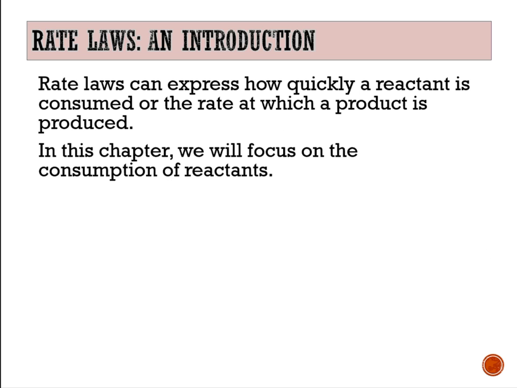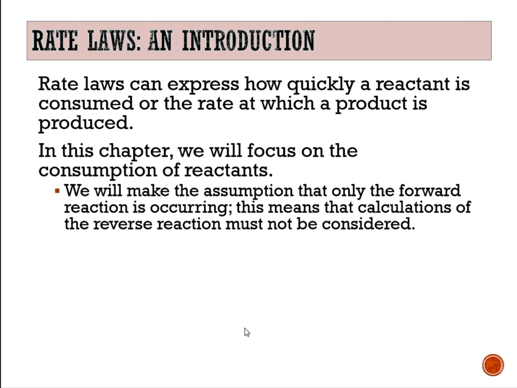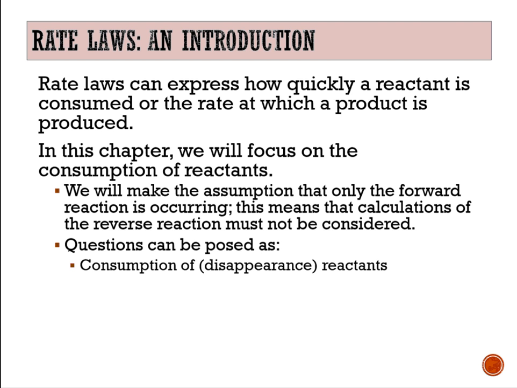So rate laws can express how quickly reactants are consumed or the rate at which a product is produced. We'll focus mainly on consumption of reactants. We have to make the assumption that only the forward reaction is occurring because we would be otherwise clouded by the reverse reaction. So we're ignoring the fact that the reverse reaction could be happening and influencing our rates. Questions on this unit are given to us in a couple of different ways. We can talk about the consumption of a particular reactant, or often the disappearance of a particular reactant. We can also talk about the formation or appearance of a product. And those are all going to be functions of mole ratio.